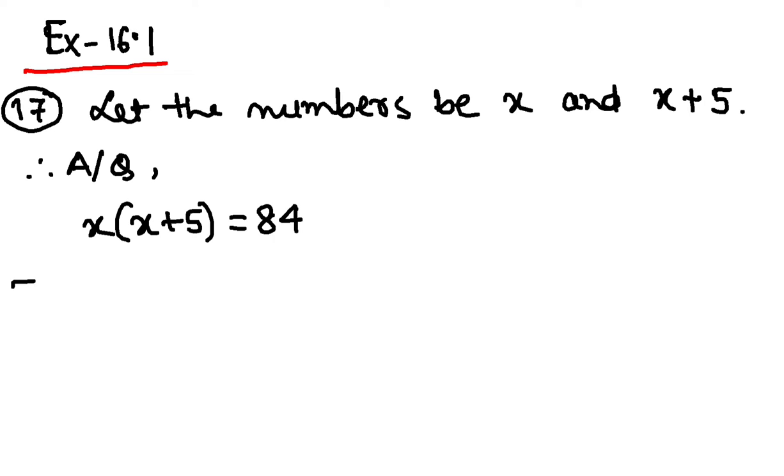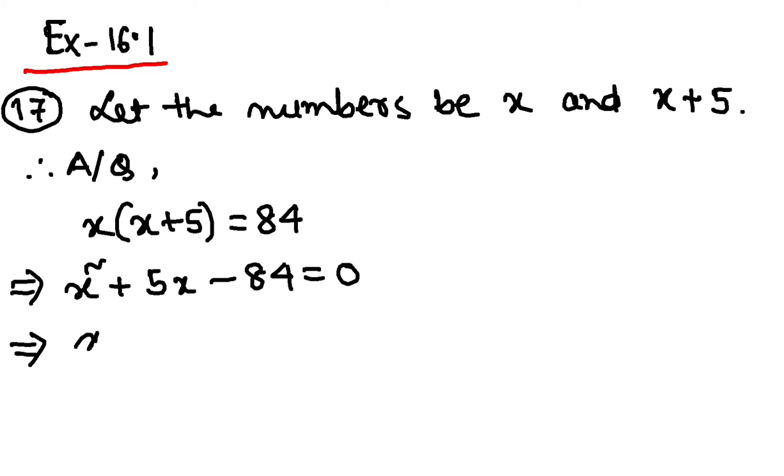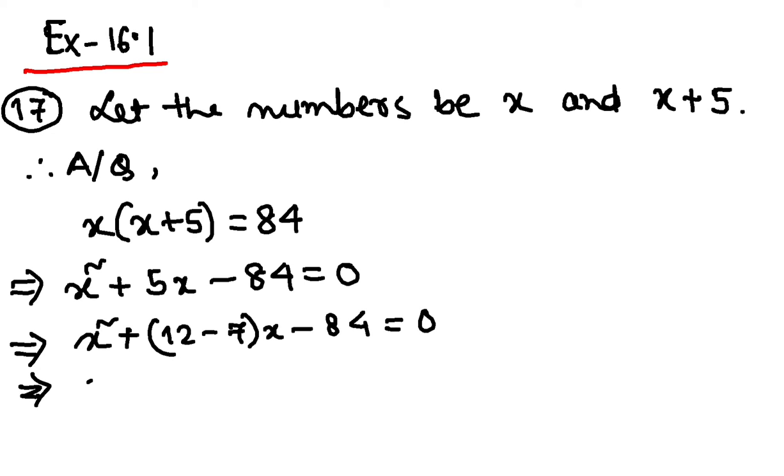Now if I multiply, I will have x square plus 5x, and this 84 if I bring to this side, minus 84 equal to 0. Now I have to solve this equation by doing middle term factorization. The subtraction should give you 5, so 12 minus 7, these are the factors. You are aware of this method obviously. So x square plus 12x minus 7x minus 84 equal to 0.